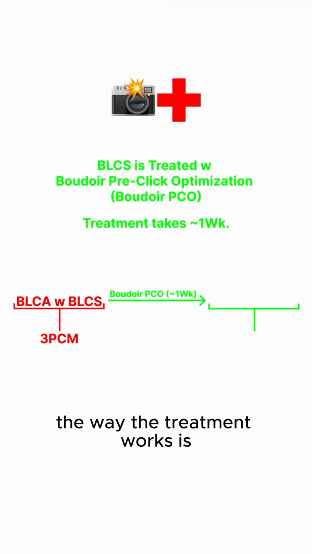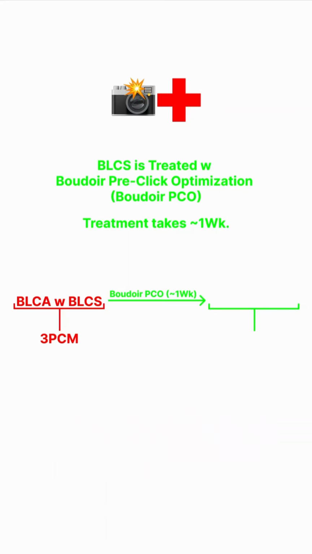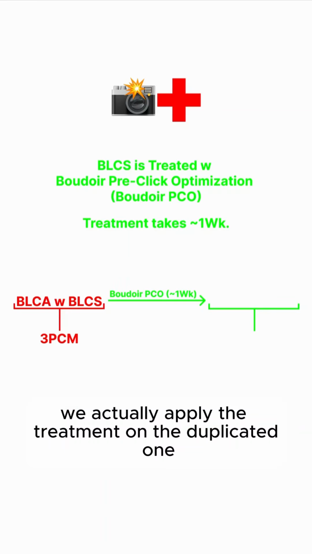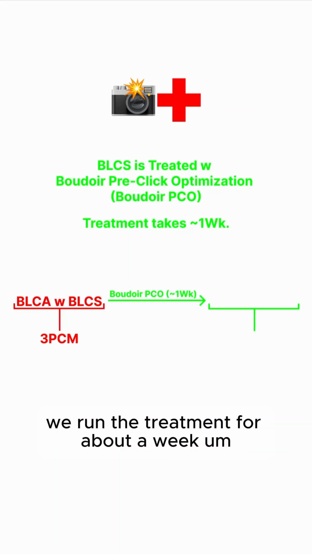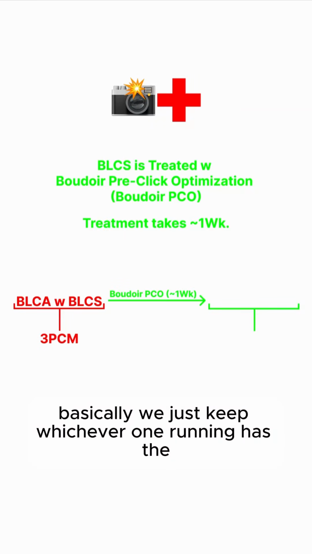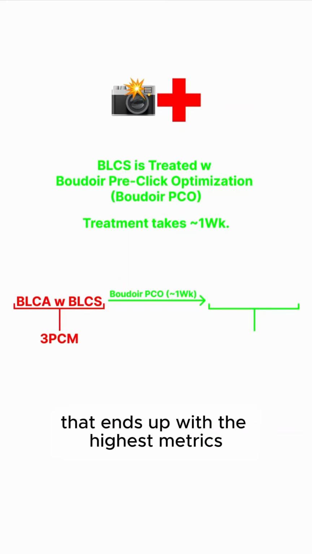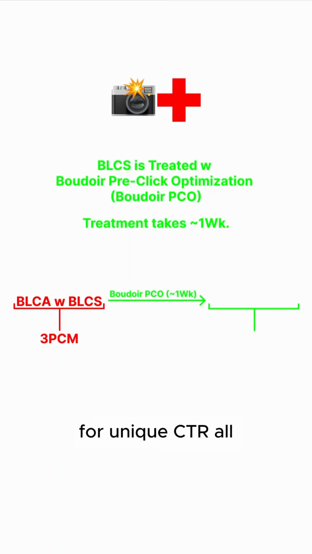The way the treatment works is we duplicate the current Boudoir Facebook ad, and we leave the original. We apply the treatment on the duplicated one and run it for about a week. After about a week, we keep whichever one has the highest metrics, and it's always been the Boudoir Pico treated ad that ends up with the highest metrics for unique CTR all.